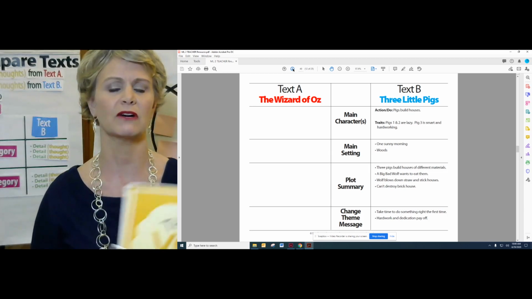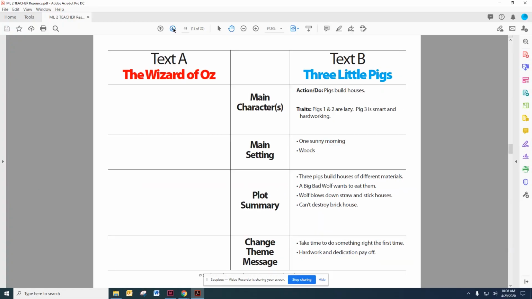So three pigs, what do we got? We got three pigs building houses. The first two pigs are a little lazy. They rush through the process. The third one's a little smarter, okay? It happens all in a woods, and they're building houses. Why are they building houses? To escape the wolf who wants to eat them, right? And they all are safe in the third brick house.